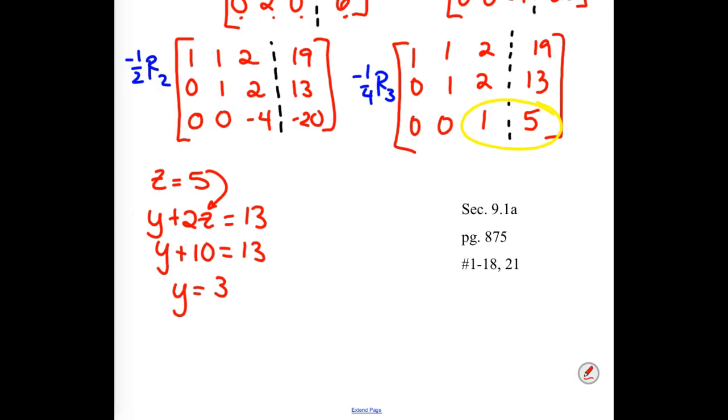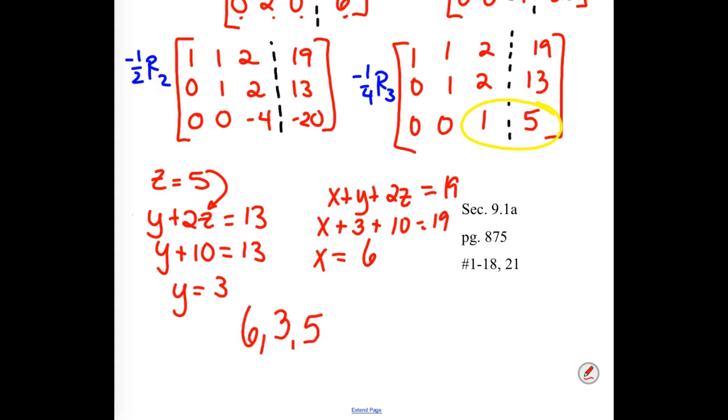Okay. What does the top row tell me for an equation? x plus y plus 2z equals 19. Okay, dumping our numbers in. We said y was 3, z was 5, so that makes it a 10. If we subtract the 13 over, we get x to be 6. So my solution would be 6, 3, 5. Okay, and just like any system, you could dump that back into the original equations and double check that it works.